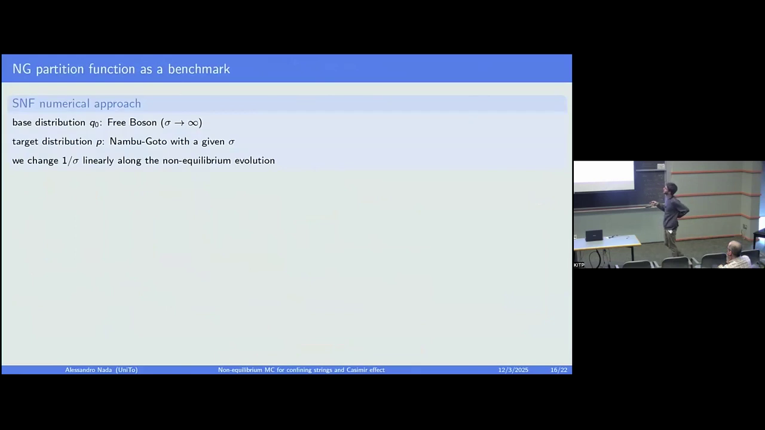In this case, we are starting from the base distribution, the pi distribution, which is a free boson, something that you know analytically, essentially. And you go to the target distribution, which is a Nambu-Goto with a given string tension. We chose to change 1 over sigma linearly across these transformations.